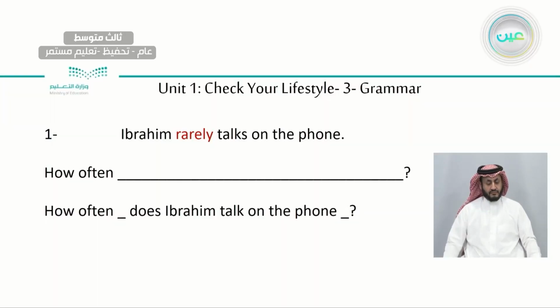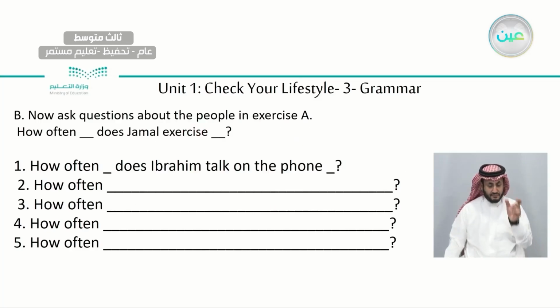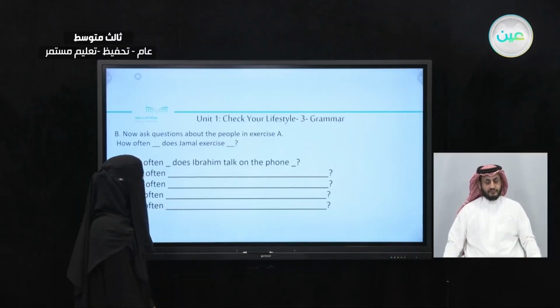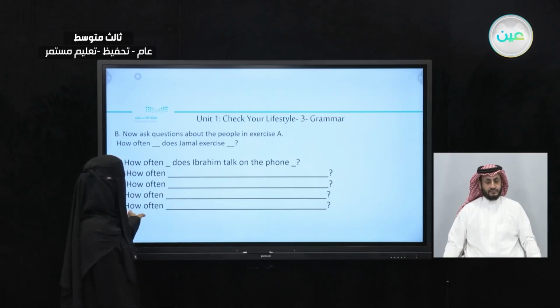I will do number one with you. So Ibrahim rarely talks on the phone. Rarely is the answer. So how can we form the question, okay? It needs either do or does, yes? So Ibrahim is a he, we have to write does. How often does, then we put Ibrahim, then talk without the S on the phone, okay? This is how we form the question. Pause the video and do the rest, and we will see the answers together for 2, 3, 4, and 5.